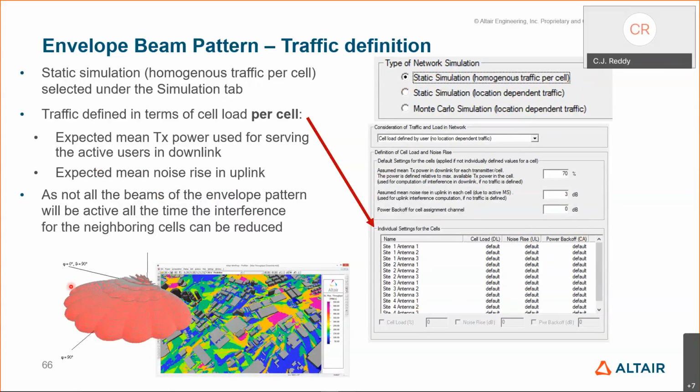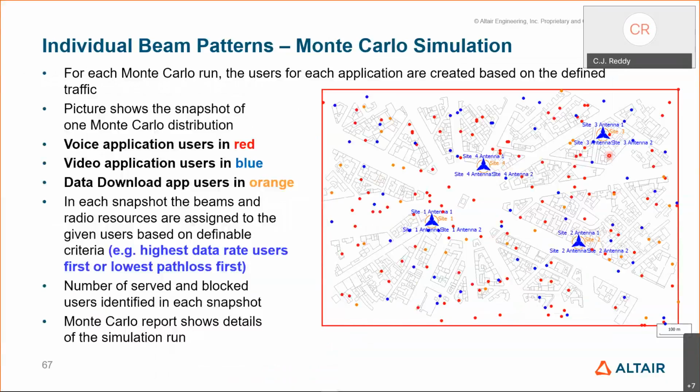And in this case, we consider multiple beams that are scanning. But then you consider the envelope beam pattern, so it's not focusing on one user, but it's focusing on an area, so you can take care of the larger area or the larger traffic at the same time. But when you have a situation like this, where you want to cover individual users, the users could be voice users that are just talking, and video users or data download users in orange, for example. So this is one scenario.